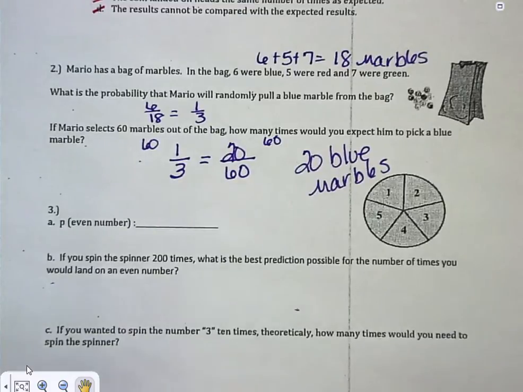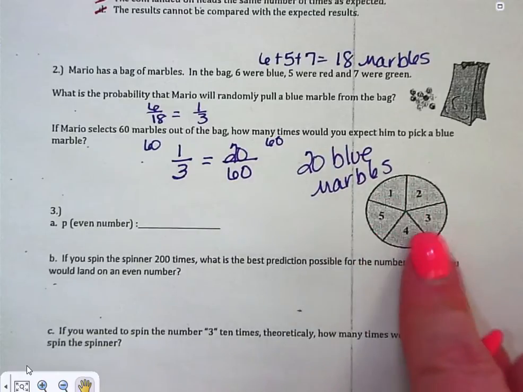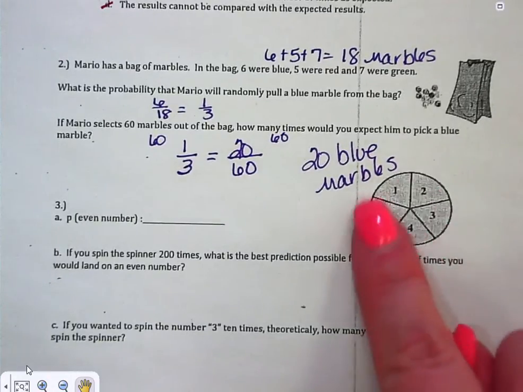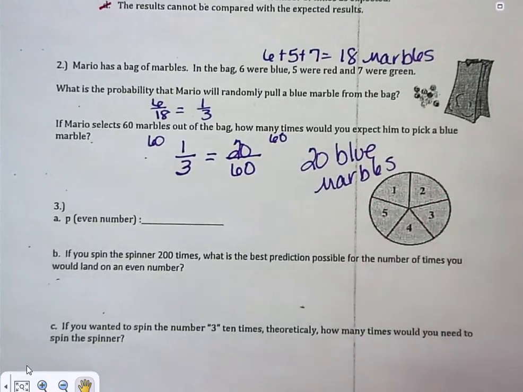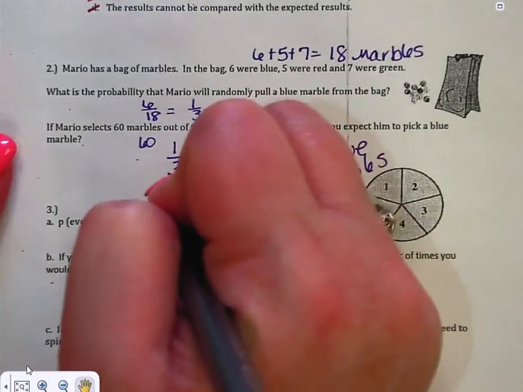All right, now we've got this spinner. Does this look like a fair spinner? Does everything look like it's about evenly sliced? Yes, I think it does. And there are 5 total outcomes. So what is the probability, looking at this spinner, of spinning and landing on an even number? What do you think, Malachi? 2 out of 5, or 2/5.